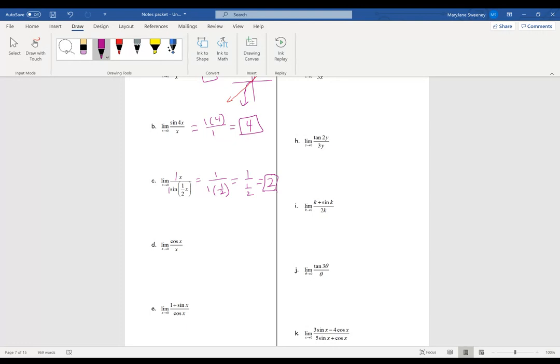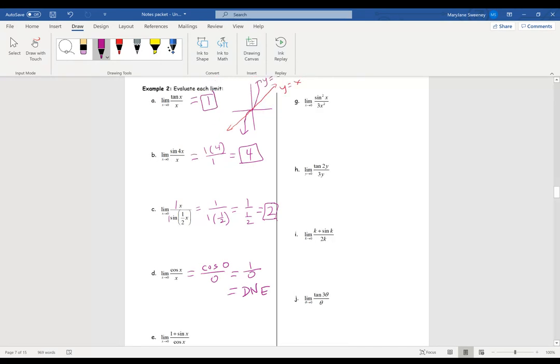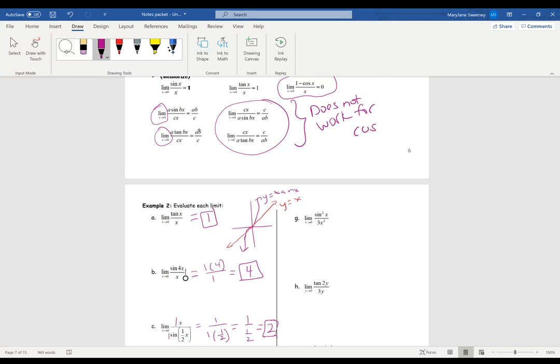Now, we said it doesn't work for the limit as x approaches 0 of cos x over x. And here's why. If we think of our basic thing that we do for a limit is plug in. Cos of 0 is 1, not 0. So that's why we do not get 0 over 0 indeterminate form. We get 1 over 0, which means does not exist. Maybe I should have kind of said that back over here. It doesn't work for limit as x approaches 0 of cos x over x.